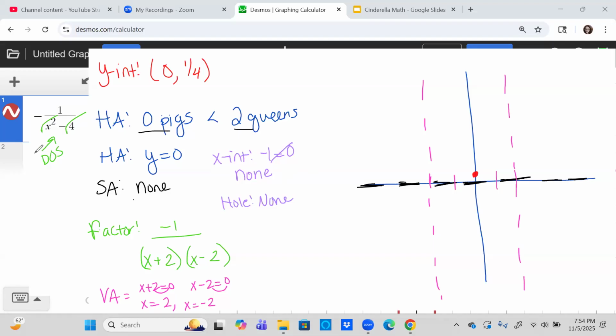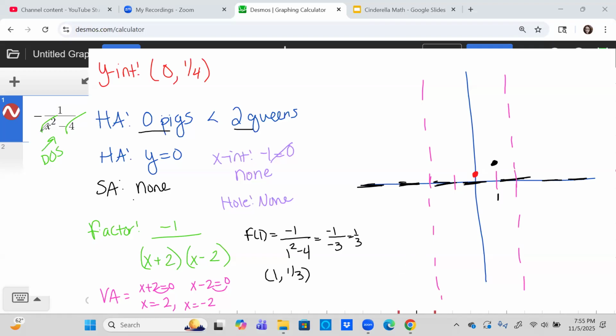So I would just plug some numbers in. So let's plug in 1 into the original function. So let's do f of 1. So that'd be negative 1 over 1 squared minus 4. So that's negative 1 over negative 3, which is a third. Okay, when we plug in 1, we got a third. So over 1, up a third. So that would be a little higher than the red dot because that was a quarter.